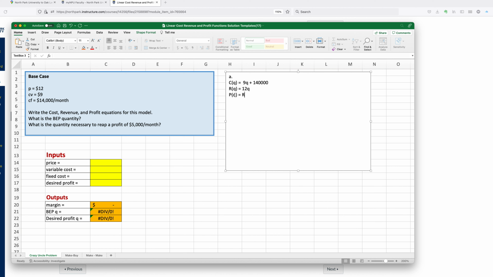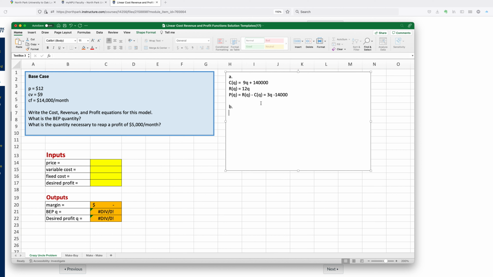R of Q minus the cost equation, C of Q, and that equals 12Q minus 9Q. 12 minus 9 is going to be 3Q, plus, or in this case minus, 14,000, the fixed cost. That's part A. So you see, these 3 parameters become the constants in the equation.